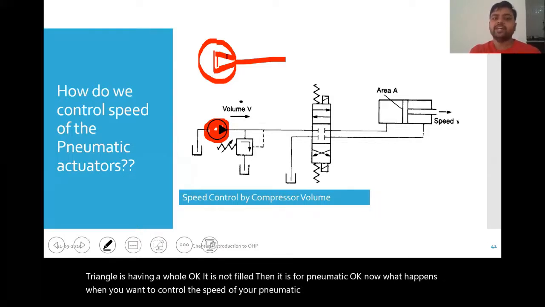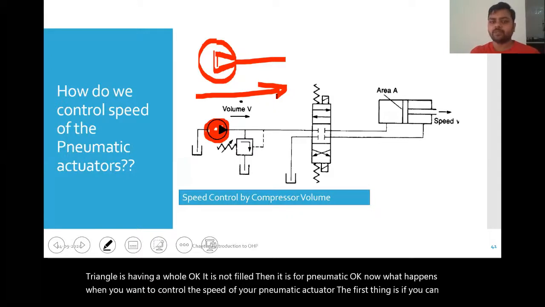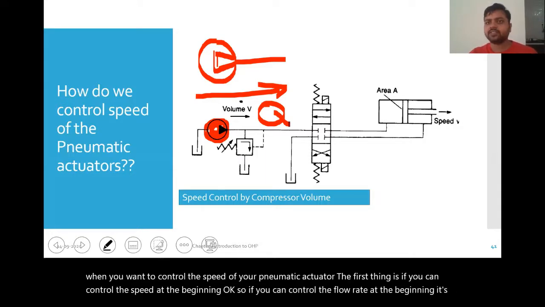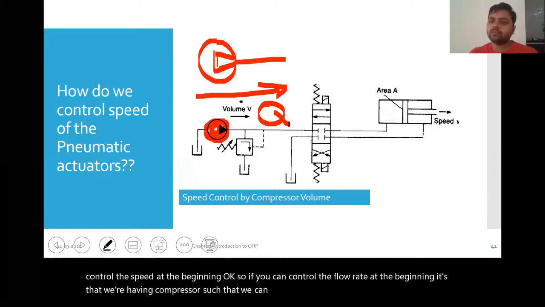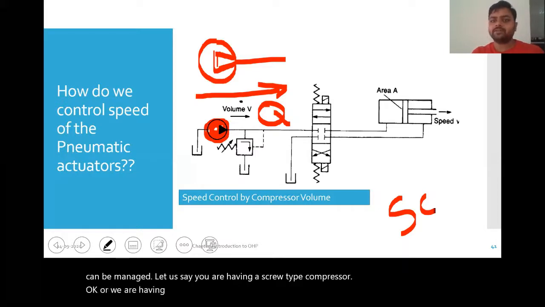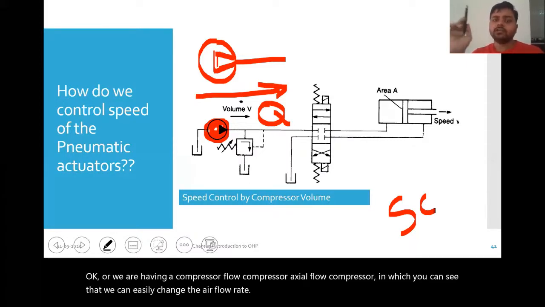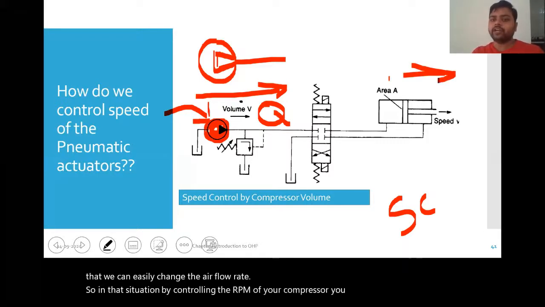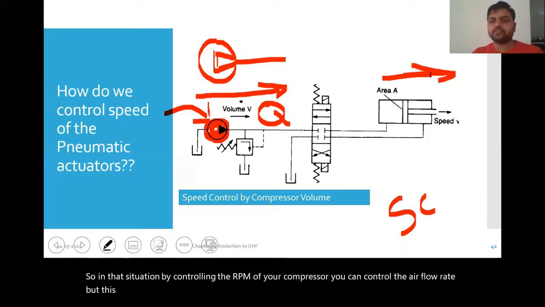Now what happens when you want to control the speed of your pneumatic actuator? The first thing is if you can control the flow rate at the beginning itself, at the compressor, then obviously your flow can be managed. Let us say you have a screw type compressor, or a dynamic flow compressor, an axial flow compressor, in which we can easily change the air flow rate. So in that situation, by controlling the RPM of your compressor, you can control the air flow rate. But this is a very unobvious solution in pneumatic systems.